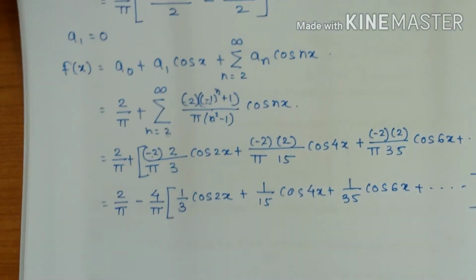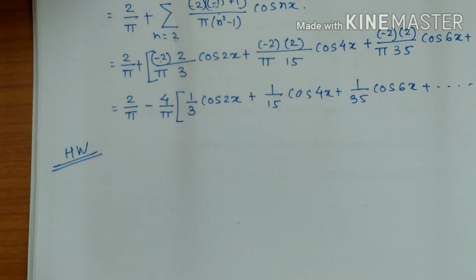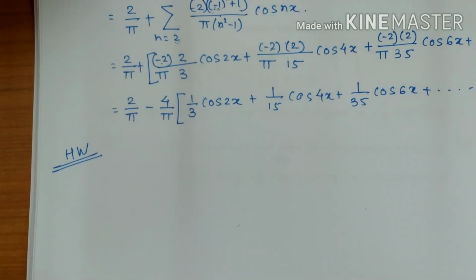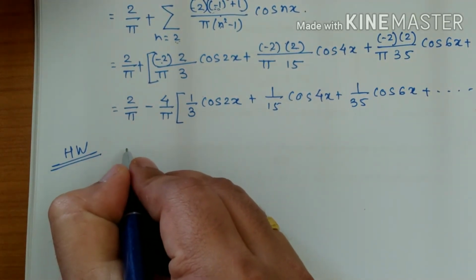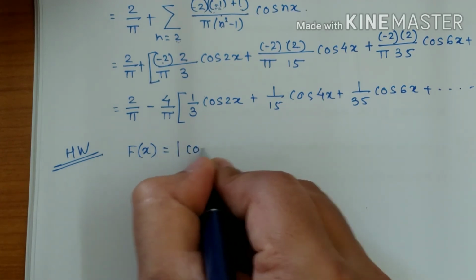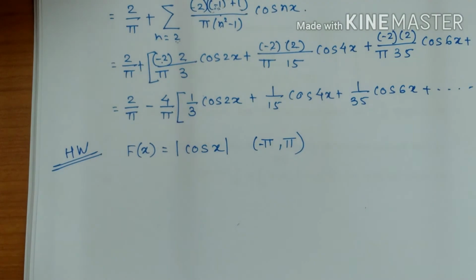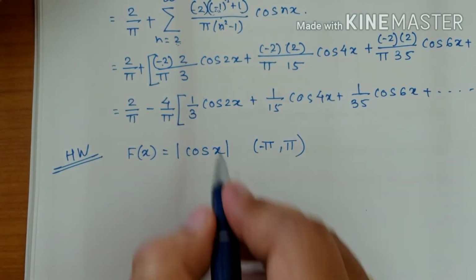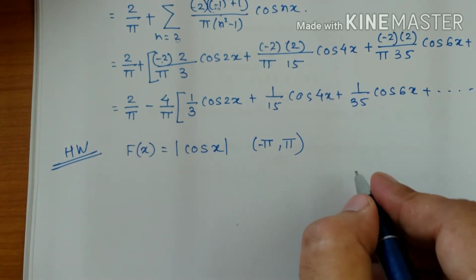Now I am going to give you one problem as homework. Try to solve this and submit it on WhatsApp or the email, which is already known to you. The problem is, find the Fourier series expansion of f of x is equal to mod of cos x in the interval minus pi comma pi. Of course, this is an even function. This is a hint.